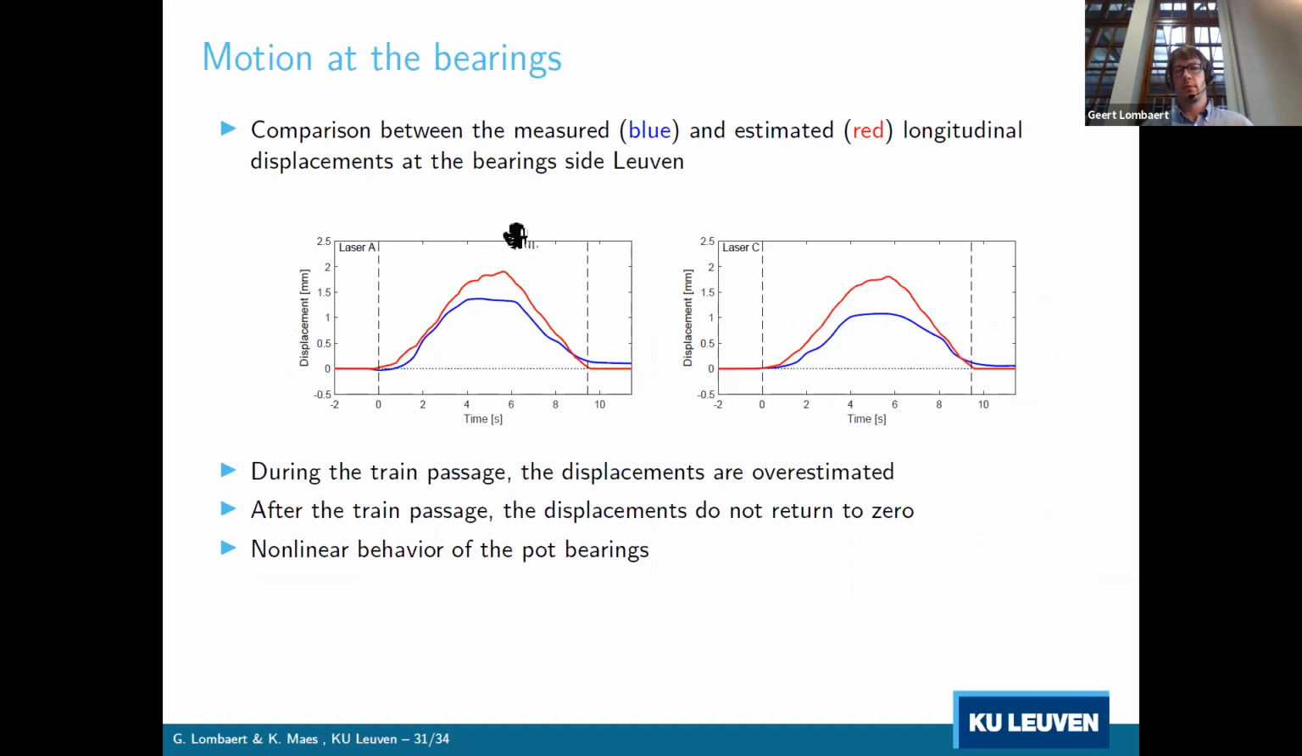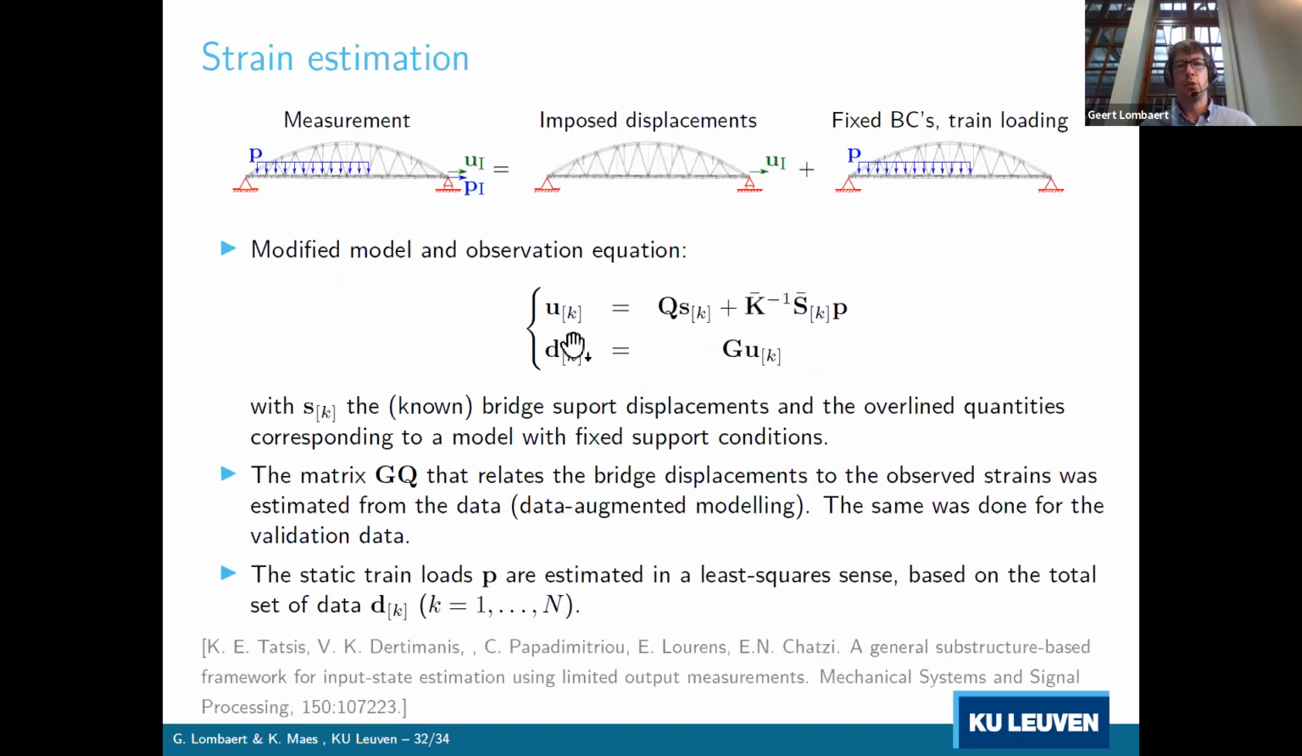And so these figures here illustrate that behavior. We installed 2 displacement transducers. And what you can see here is what we measured and estimated during a train passage. So you can see the longitudinal displacements at the bearings, and you can very clearly see how the measured displacements do not return to 0 after the train leaves the bridge. And this is basically because of nonlinear behavior of the bearings and friction preventing the bridge from returning to its original position.